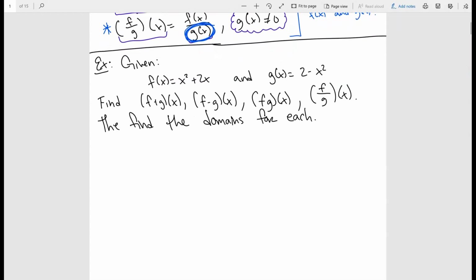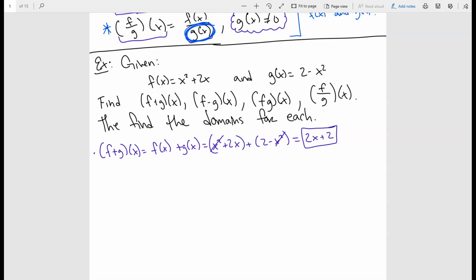So let's start off with f plus g of x. That just basically means that we're adding up f of x and g of x. Okay, so this is going to be x squared plus 2x, and then we're going to add it to 2 minus x squared. You can see here that the x squares are going to go away, and all you're left with is 2x plus 2. So that's going to be my answer.